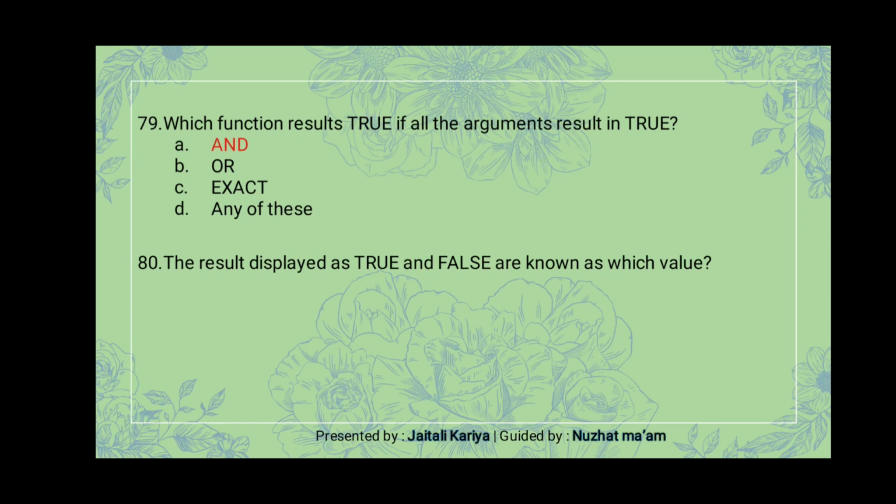80th. The result displayed as true and false are known as which value? A. Boolean, B. Binary, C. Biometric, and D. Master. And the correct answer is A, that is Boolean.